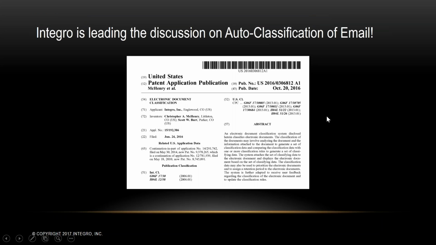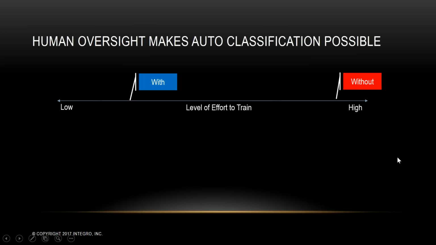And by the way, we're driving the conversation on this, and we've got multiple patents around document classification and these concepts that we're sharing with you right now. So human oversight, that is the secret sauce that we were talking about. And let's look at this here. We have to train it. In case you're not aware, we have to train it.